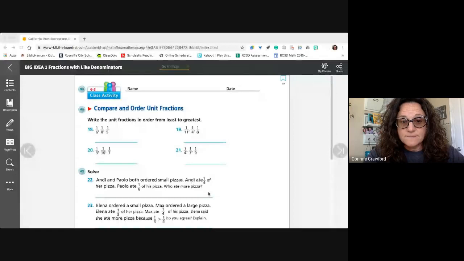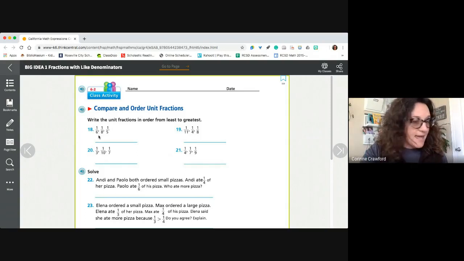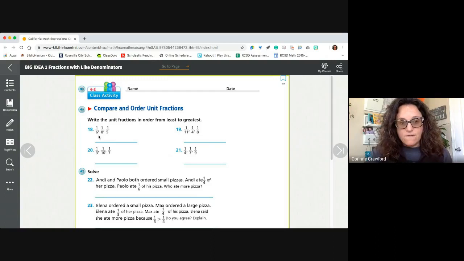Okay, the last concept that we talked about was comparing fractions. So let me take you to our activity book that we did. You did this page already long ago by now. Here it is. So we were comparing unit fractions. Remember, unit fractions, the numerator is always 1. So if we were looking at this, 1/6, 1/8, and 1/5. Let's see if I can find my blocks for 1/6, 1/8, and 1/5.